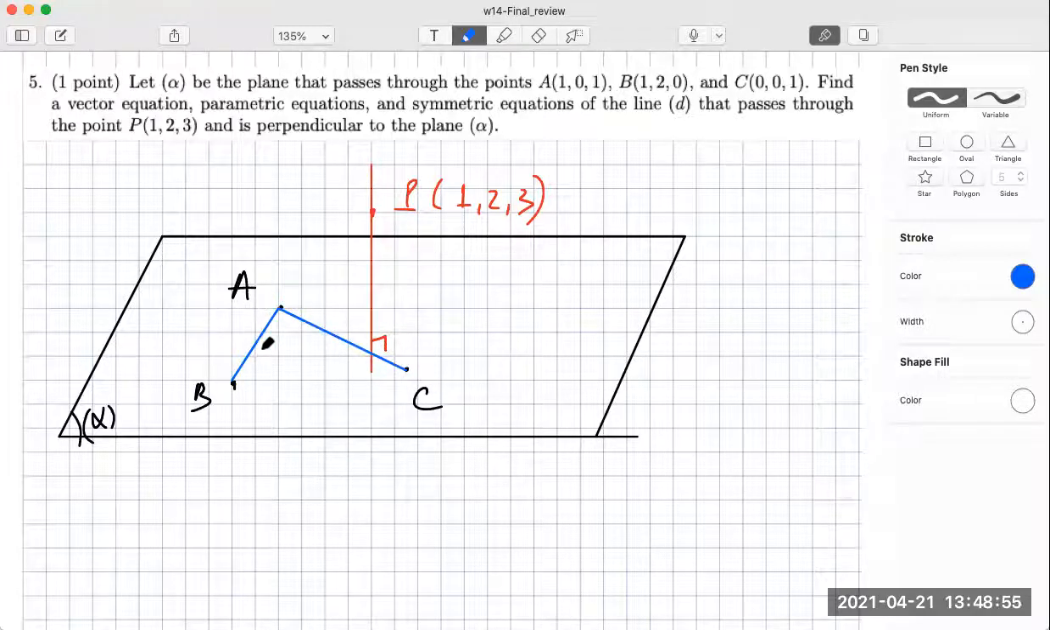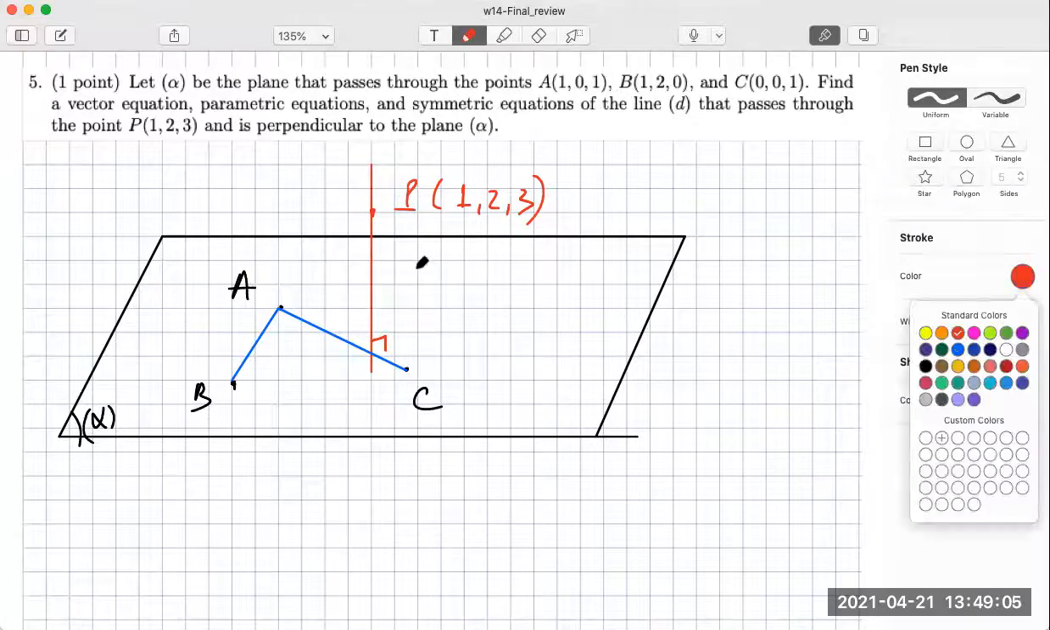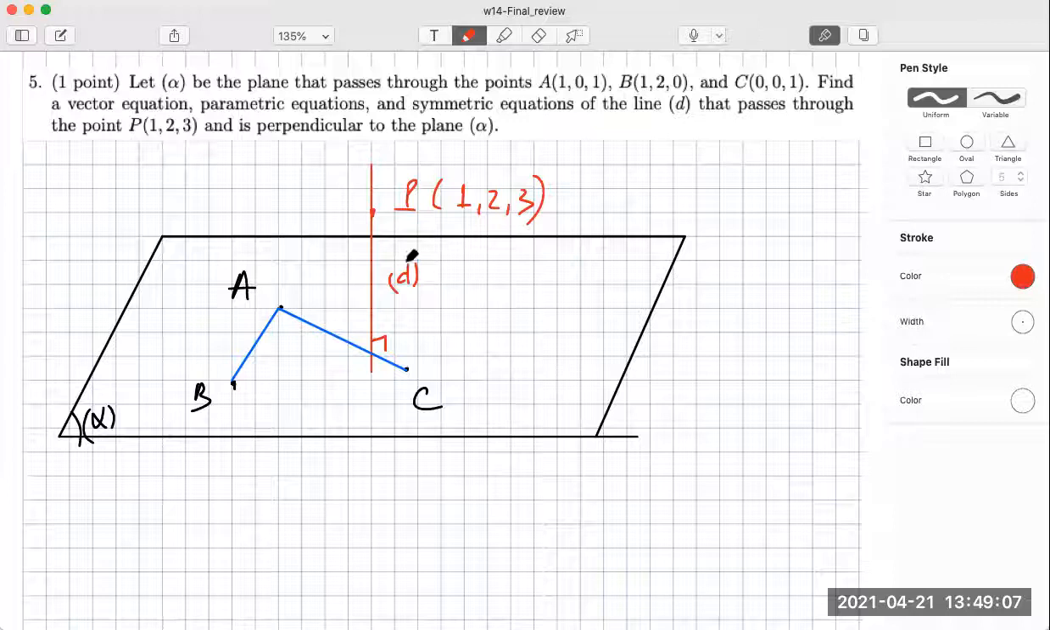In this plane ABC, if we know this is the line D, right? In order to draw the vector of this, we need to know the directional vector and a given point. We are given the point, right? Now we need to find the directional vector. How can we find that vector?